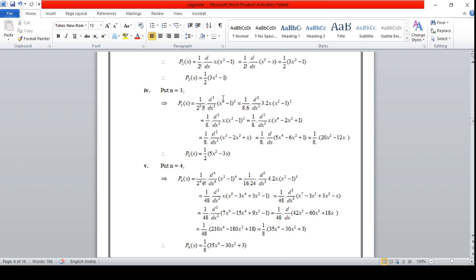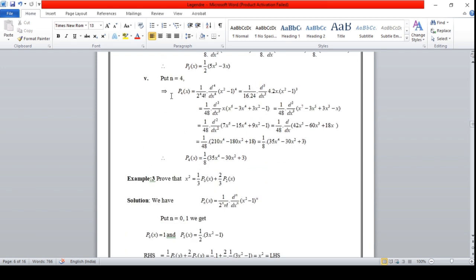This is P3, d cube upon dx cube. This is the first derivative. This is the second derivative. And this is the third derivative. The third derivative is 1 upon 8 into 20x raised to the power 3 minus 12x. So P3 is equal to 1 upon 2 into 5x raised to the power 3 minus 3x. This is the value of P3, and the same value for P4.